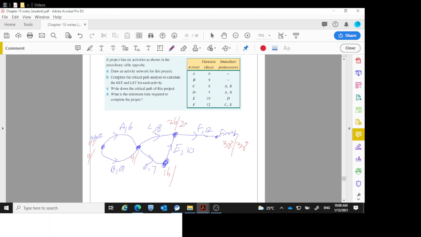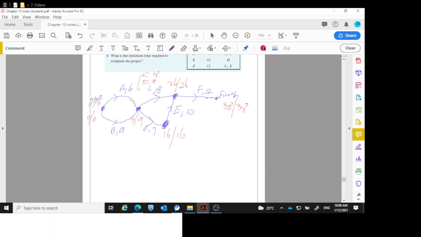38 minus 12, 26. 26 minus 10, 16. Okay, to get to this point, along the C, 26 minus 8, 18, or along the D, 16 minus 7, 9. 9 is it. 9 minus 6 going along the A, 3, and along the B, 9 minus 9, 0.